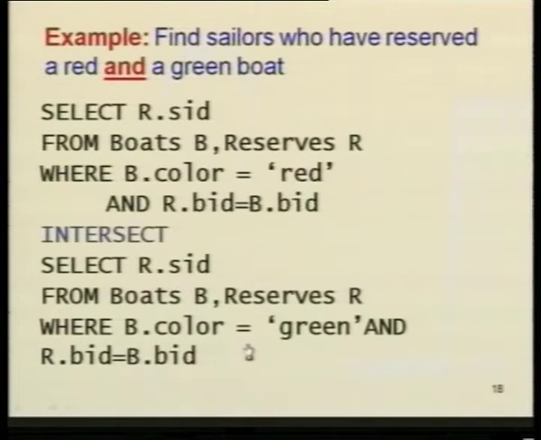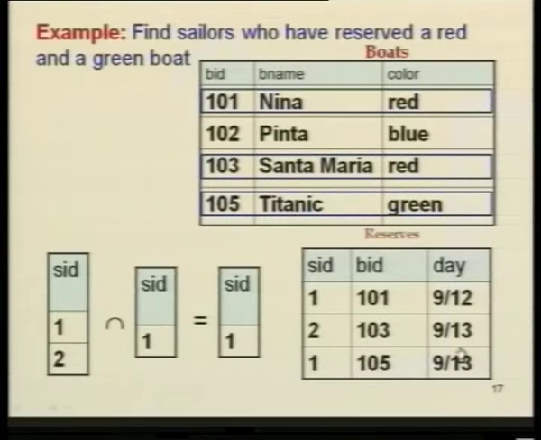This is for finding out the sailors who have reserved red boats. This is to find out the sailors who have reserved green boats. This gives me this 1 2, this gives me this 1, and I need the intersection of the two. So, I get the answer as 1. So, this is what we are doing in the first step.